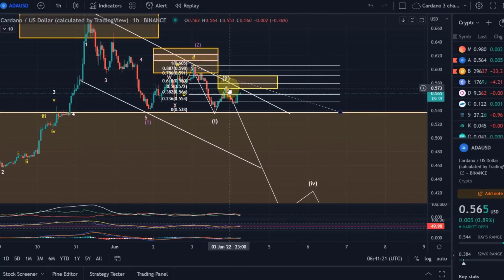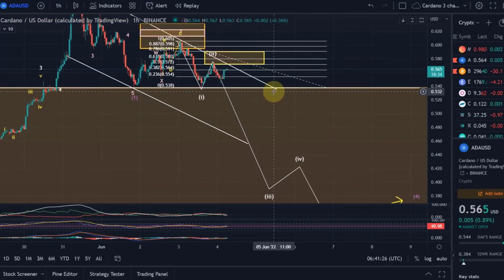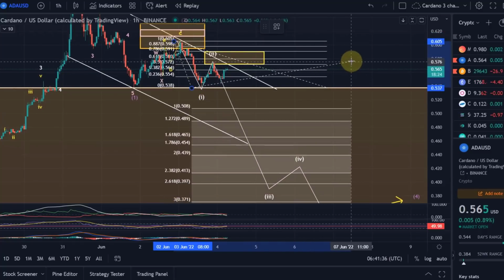But I don't think the wave 2 is finished yet. I think that will land somewhere here, but for now it doesn't matter too much. Let's assume, just for calculation purposes, that the wave 2 is already done. Then we can calculate the price target for that wave 3.